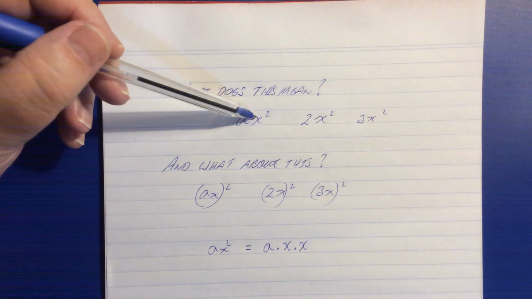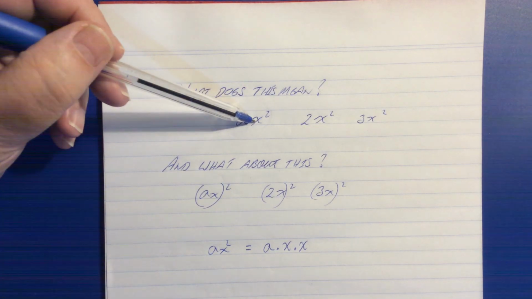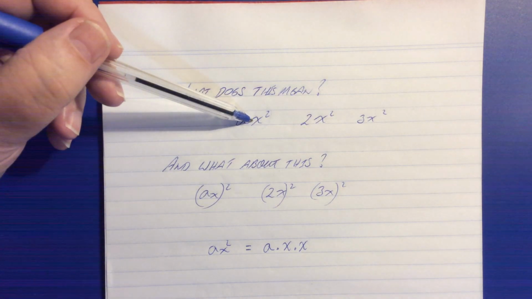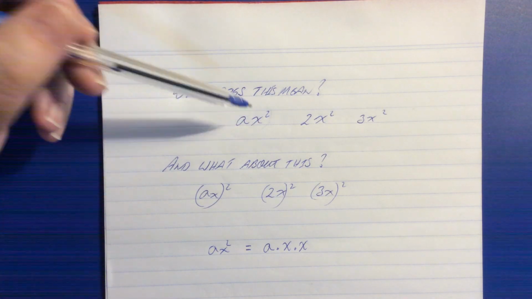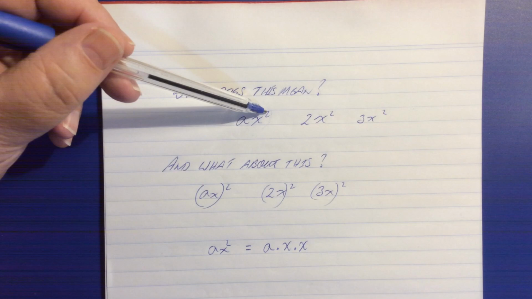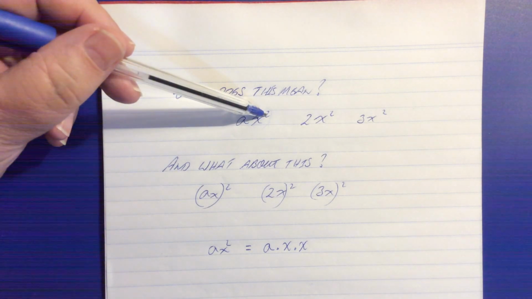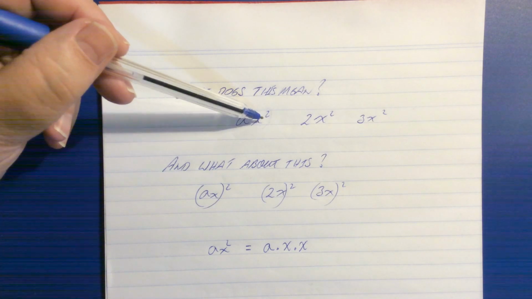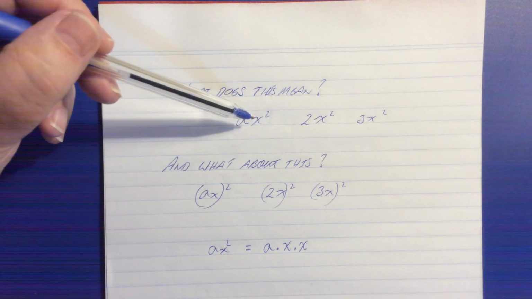This 2 is above the x, and it tells us to square this. The a is beside the x, and it tells us to multiply whatever is here. Now the order of operations tells us that we do this first and then we do this. So it's hopefully not a matter of confusion for you if you think about the order of operations.